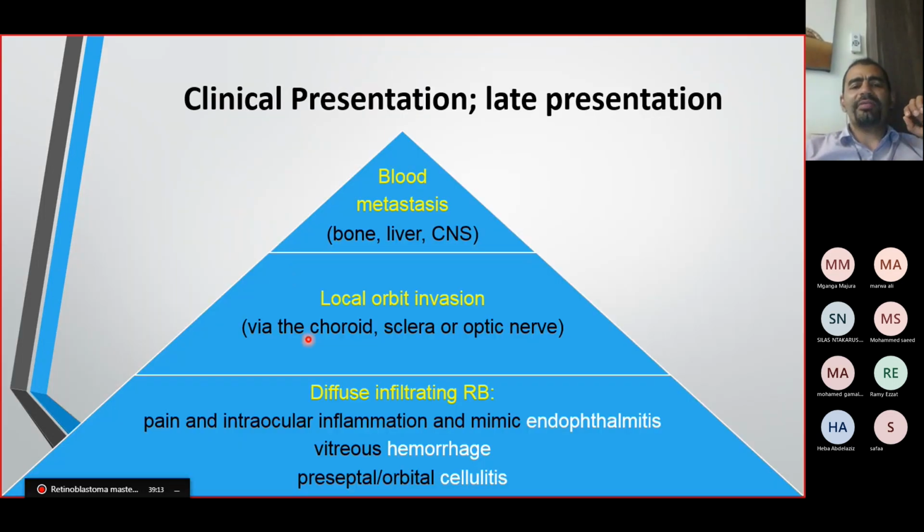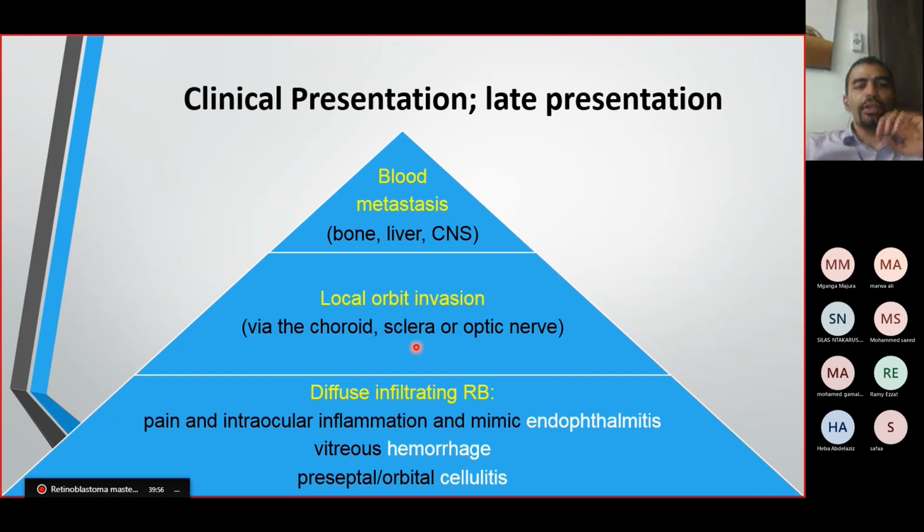So in the late presentation, we have what we call the diffuse infiltrating retinoblastoma. If left untreated and the tumor is aggressive, the patient may have pain and intraocular inflammation, giving a picture like spontaneous endophthalmitis, or may present with vitreous opacity, a picture like a vitreous hemorrhage, or may present as preseptal or orbital cellulitis. If it spreads locally to the orbit, it will give an orbital invasion. This can happen via the choroid, sclera, or the optic nerve, or it may give distant metastasis to bone, liver, or the CNS.